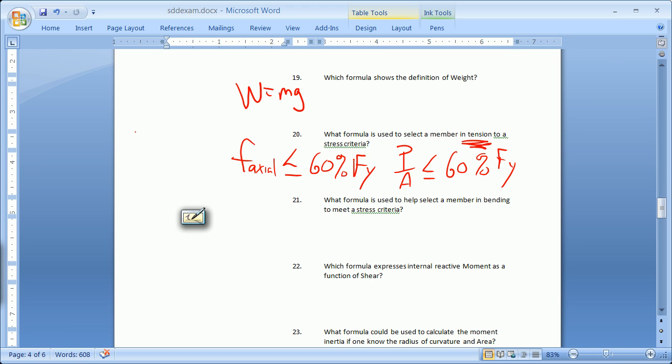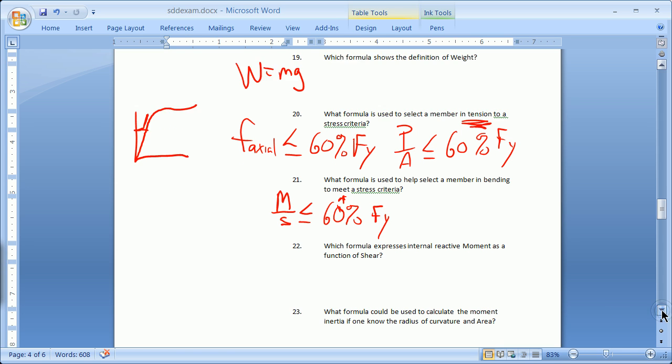In other words, if you have a stress-strain curve here, and that's the yield point, you're someplace in the 60% range. You're still within a point where you're not going to get into fatiguing when you get up above there. 21, what formula is used to select bending? M over S is less than or equal to 60% of yield stress. This number can actually go up a little bit if everything is cross-braced, and it can go down a little bit if you don't have lateral bracing.